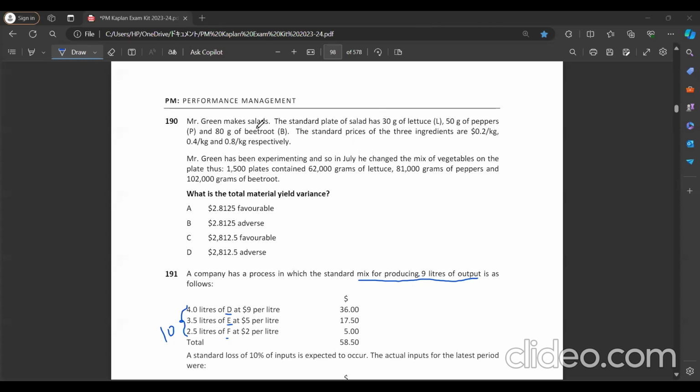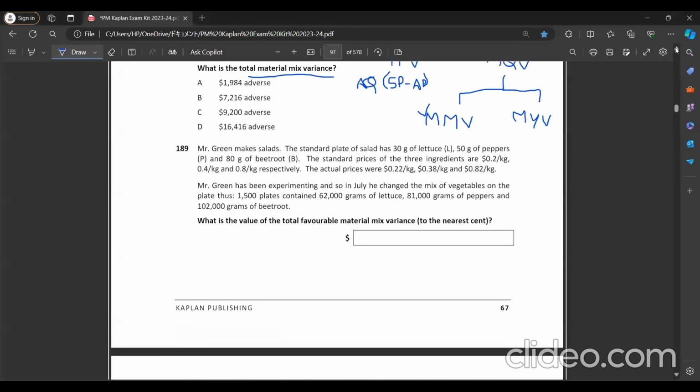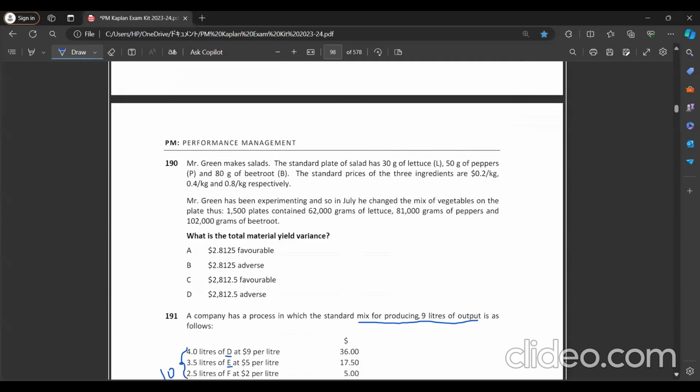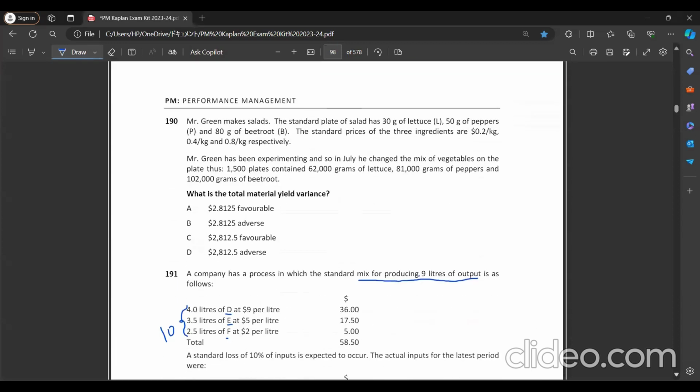So this is Mr. Green's question, make salads. This one we have answered for material mix variance, the same data set. Now we have to answer this question for material yield variance. The question goes like this: Mr. Green makes salads. The standard plate of salad has 30 grams of lettuce, 50 grams of pepper, and 80 grams of beetroot. The standard prices are also given.